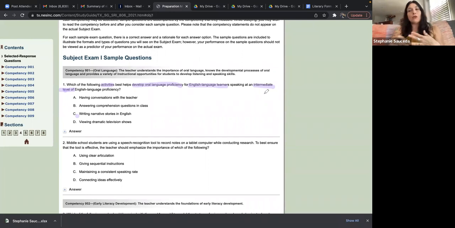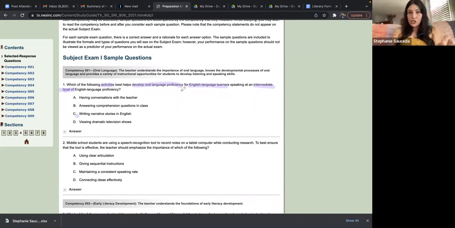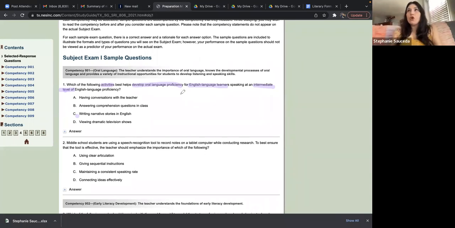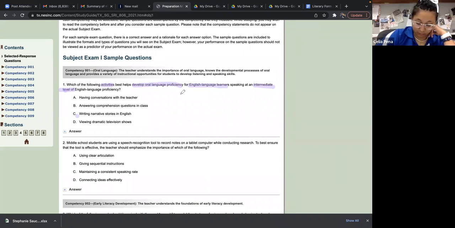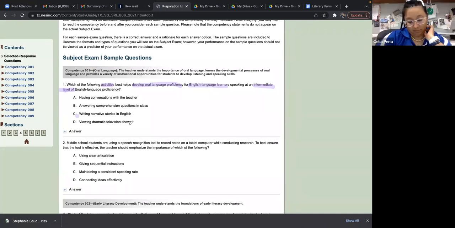An advanced student is going to be able to give us a bit more. So let's take a look at the answer choices. We have having a conversation. The goal is we're looking for activities that would best develop oral language in an intermediate student, right? Sometimes saying the goal is so beneficial because you're able to eliminate answer choices. Because we said oral language, writing a narrative can't happen. Viewing dramatic television shows, is this the best for an intermediate? Remember, oral language is listening and speaking. It's not just speaking.